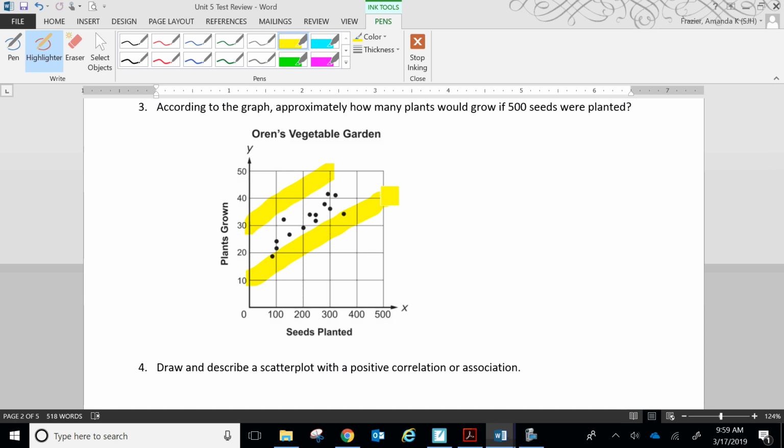And remember, we want to put our trend line somewhere down the middle of our data where it cuts our points in half, about the same amount above as below. So the trend line is going to help us make a prediction for 500 seeds.